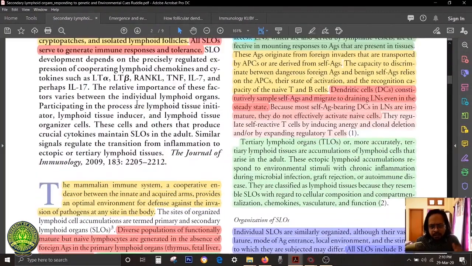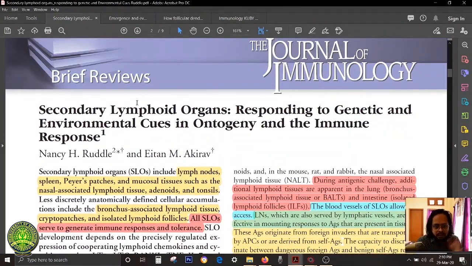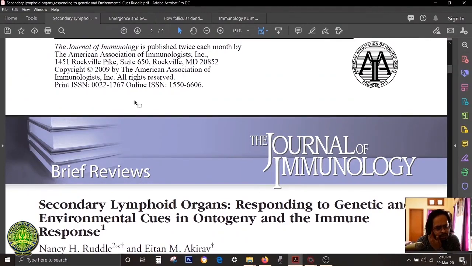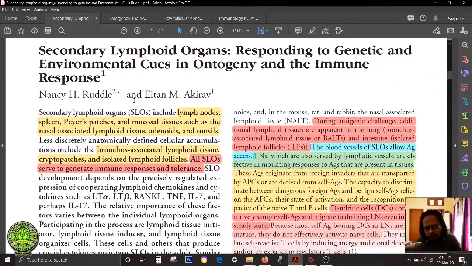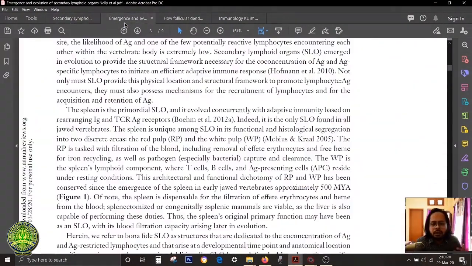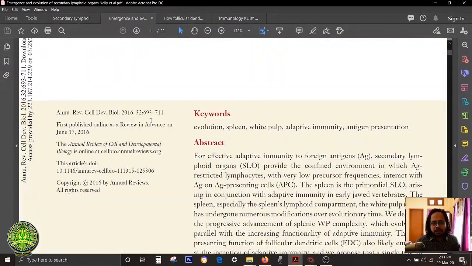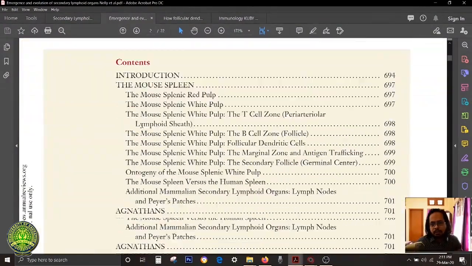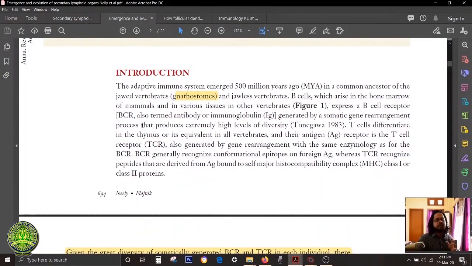Now, again, I'll be referring to one of these papers here. This is an old paper. As you can see, this is a 2009 paper, but the language is fantastic. So I guess this is good enough to give you an initial idea. We'll also be going through a number of other papers. This paper here is comparatively recent. This is a 2016 paper. Now, why do you need secondary lymphoid organs, and what is lymph in the first case?